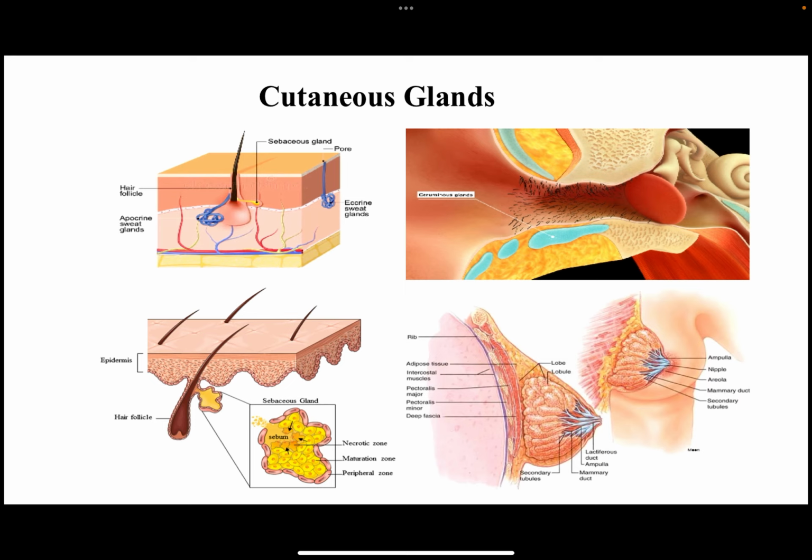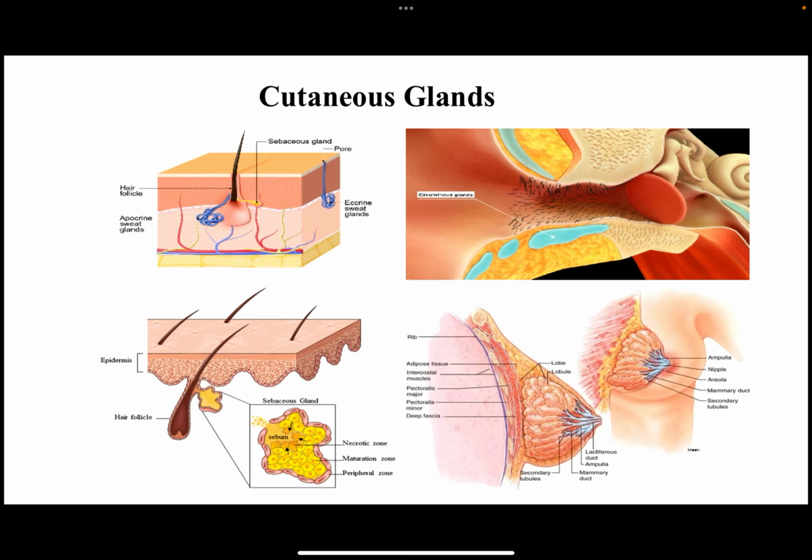And we have the apocrine sweat glands. These glands are thought to function in sexual signaling through what we call pheromones. Good.